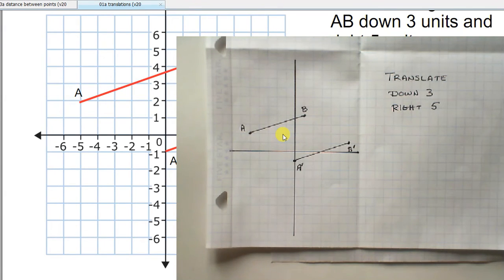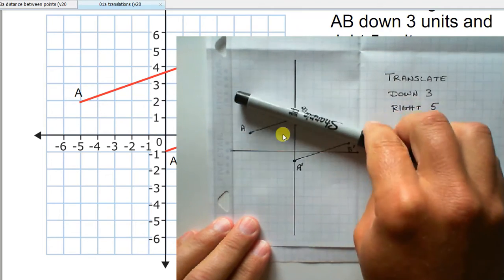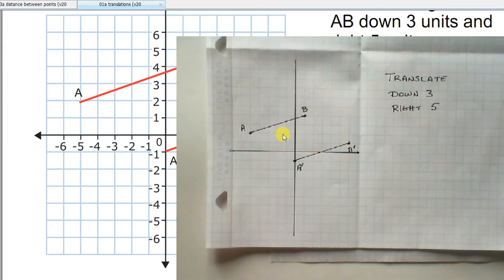A translation does not change the length of the object. So this pen right here, it has some kind of a length, right? If I move it around, is it changing length? No. Translation does not change the size of the object.